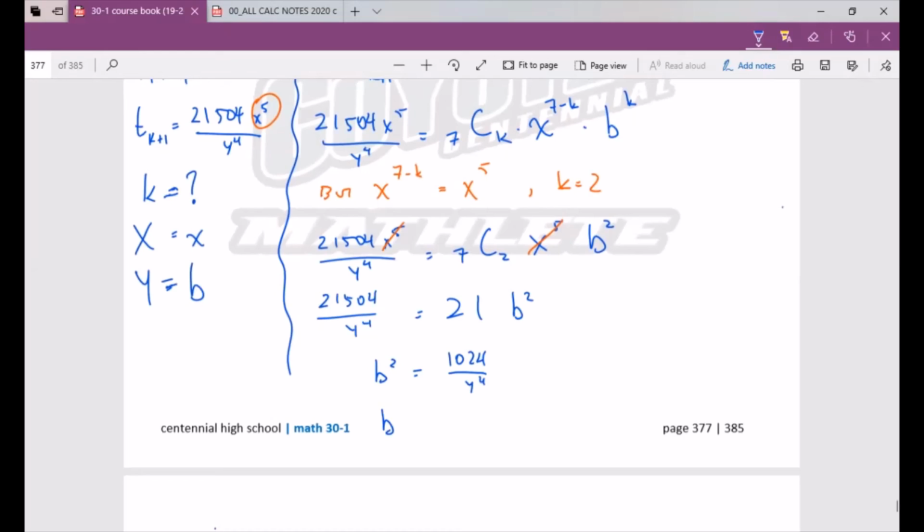Square root both sides. B is equal to the square root of 1,024 over y to the 4. Don't forget the plus minus on this because we are taking an even root. We're taking a square root. And we're almost done with this. Therefore, b is equal to plus or minus the square root of 1,024, which is 32, over y squared. Or we could call it 32 y to the negative 2.